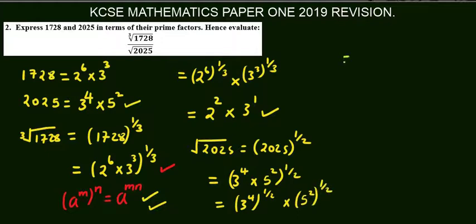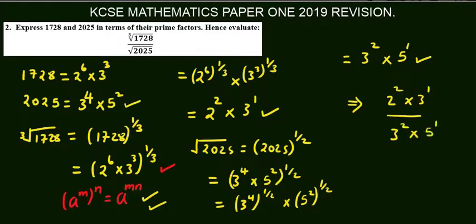So that gives us 3 power 2, because 4 by a half is 2, times 5 power 1. 2 times a half is 1. So that gives us the denominator. So finally, to evaluate fully, we have the numerator. So that implies that the numerator, which we already got as 2 power 2 by 3 power 1, will be divided by the denominator, which is 3 power 2 by 5 power 1.